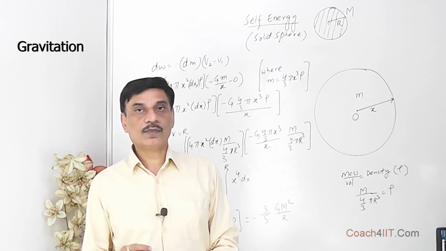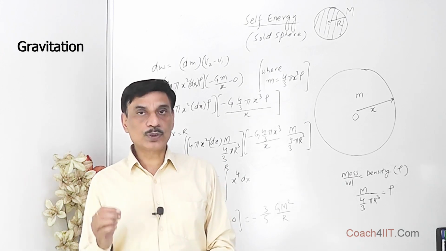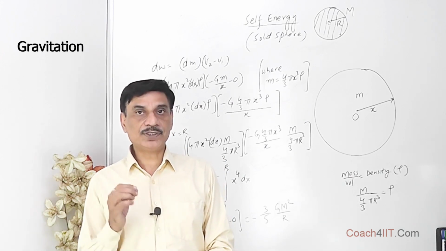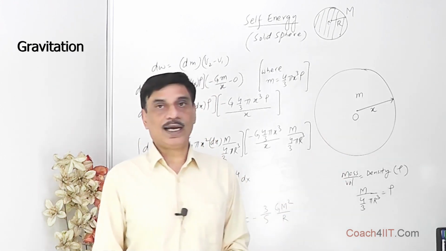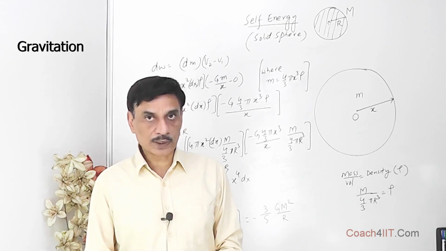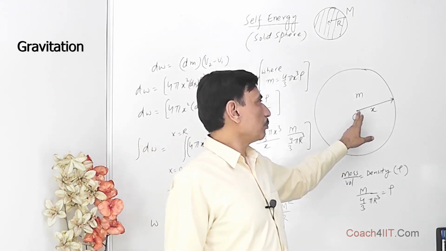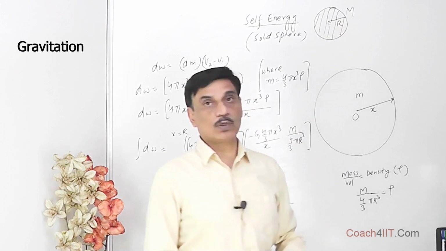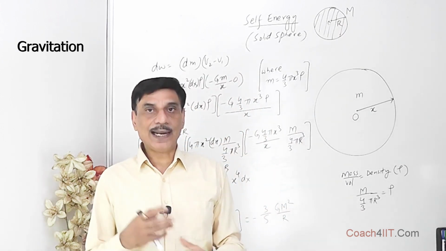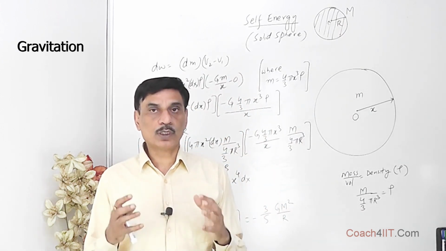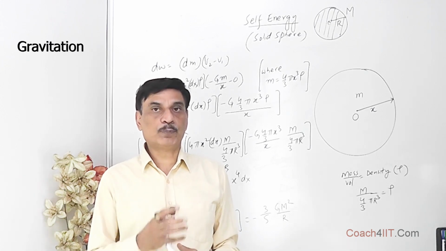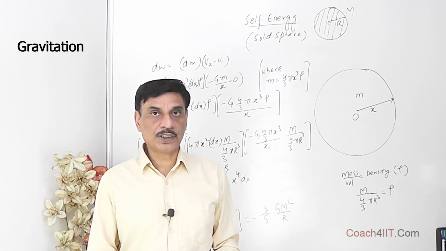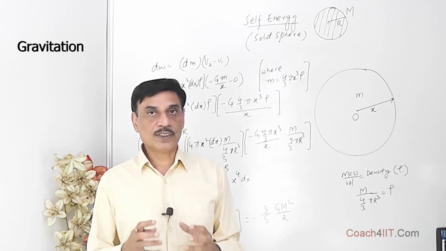Once we find the work which needs to be done in adding this differential element of mass, that is a very small mass, onto its surface, we will integrate it so that the radius goes from 0 and eventually comes out to be equal to capital R. We'll add all those works and find the total work which needs to be done, and this total work gets stored as the potential energy, or gravitational potential energy, or self energy of this solid sphere.